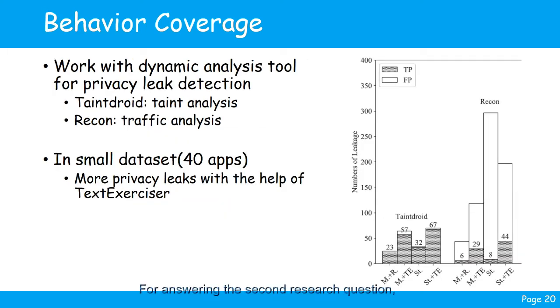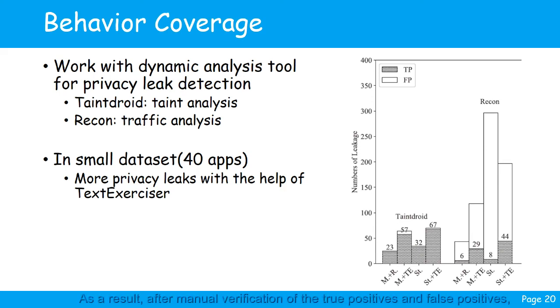For answering the second research question, we combine TextExerciser with existing dynamic analysis tools. Particularly, we combine TextExerciser with Tendroid and Recon for detecting privacy leakage on the 40 apps. As a result, after manual verification of the true positives and false positives, we find that TextExerciser can help Tendroid and Recon find more privacy leakage.